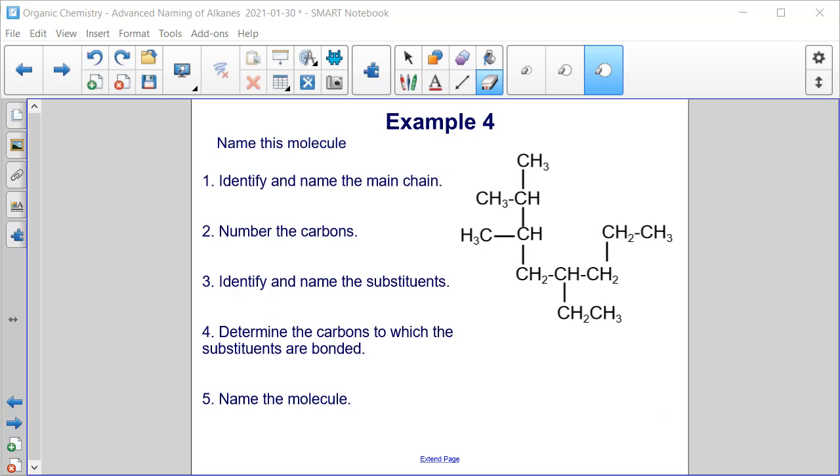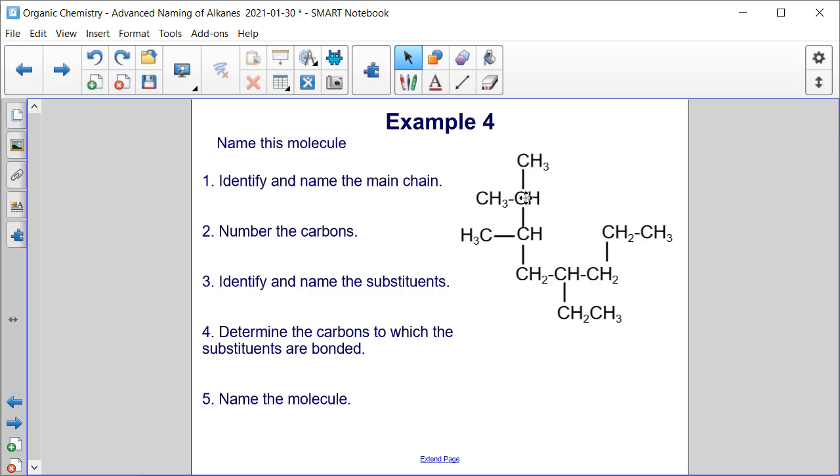All right, here's example 4. We have a structural formula here that we need to name. So first we're going to identify and name the main chain. Now, it's a little harder to see when it's written, our carbons are written out like this, but these steps are the same. So I'm just going to start at the top and start counting carbons.